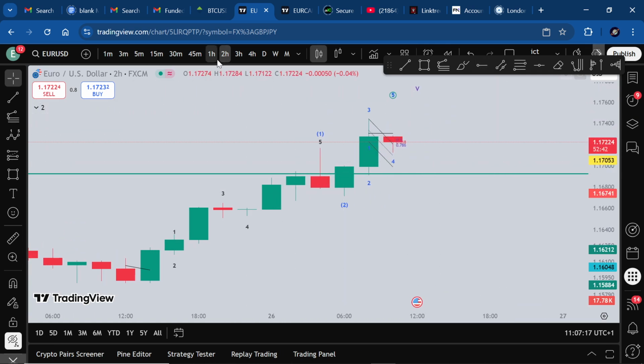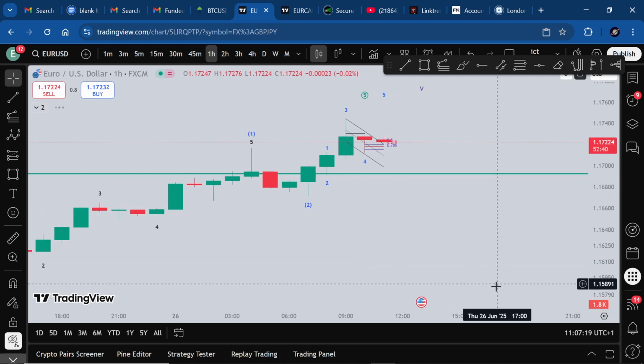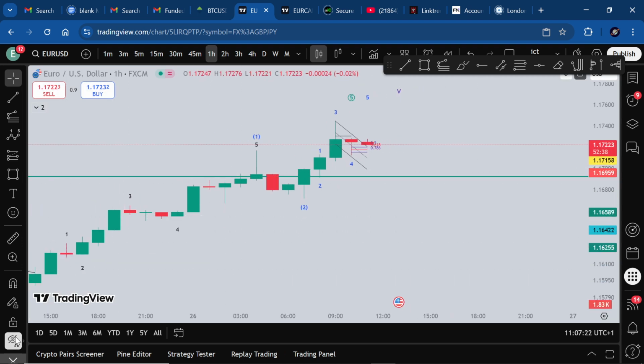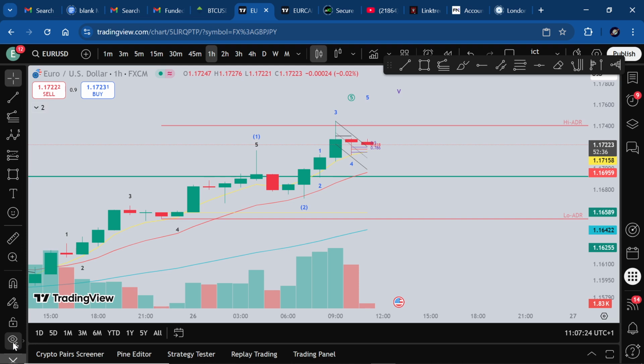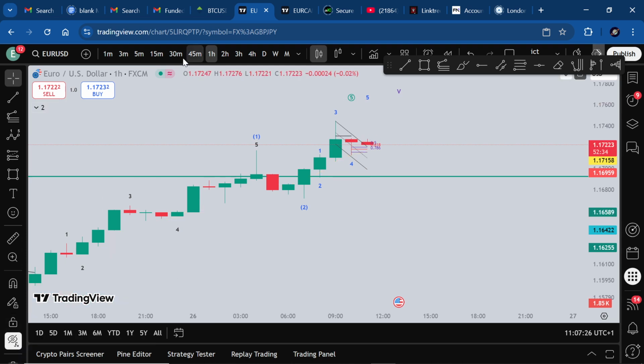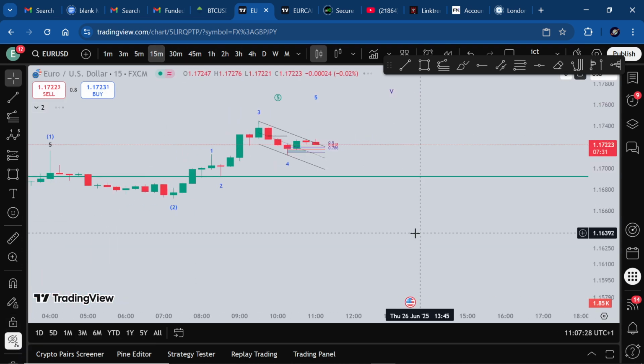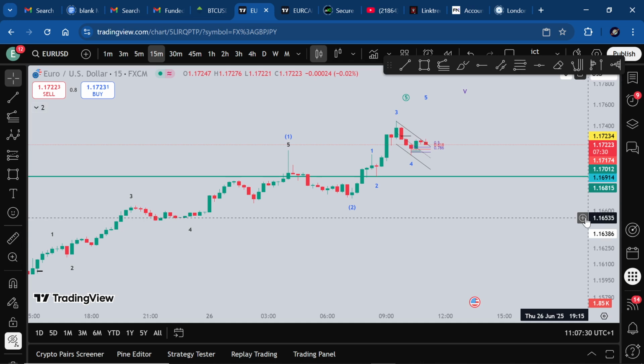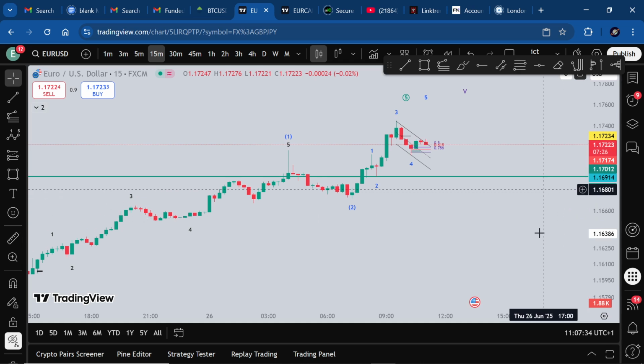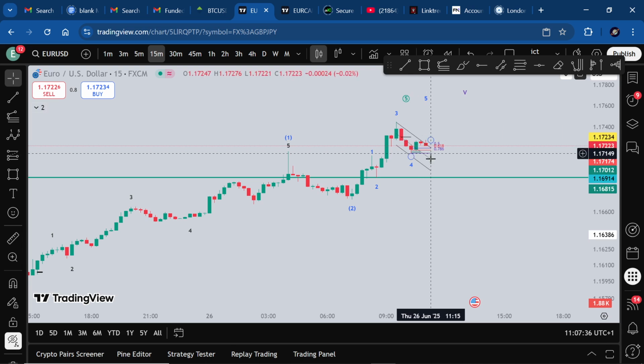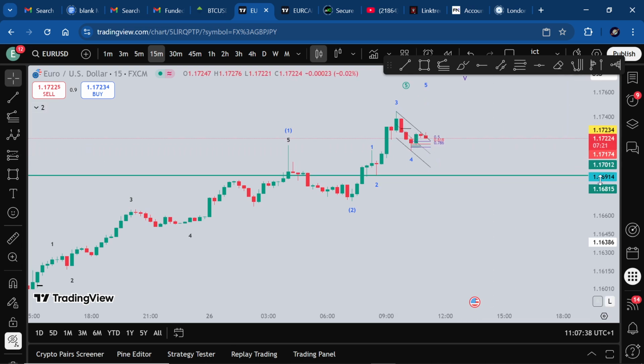But the bottom line is looking for price to go higher. Looking for a continuation to the upside for Euro USD. And ultimately, where's my mic? Oh, there it is. But ultimately, I'm looking at some kind of grab of liquidity and then a push up.